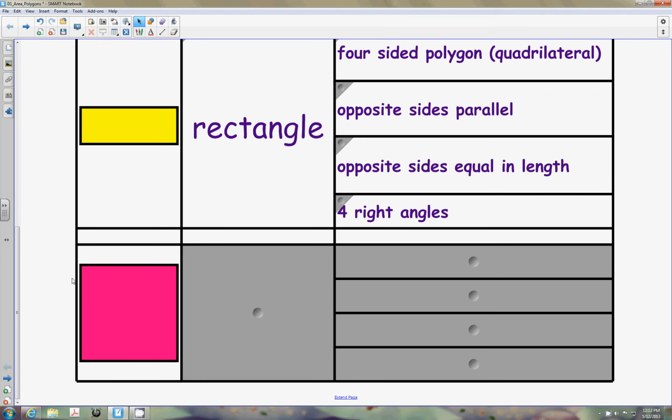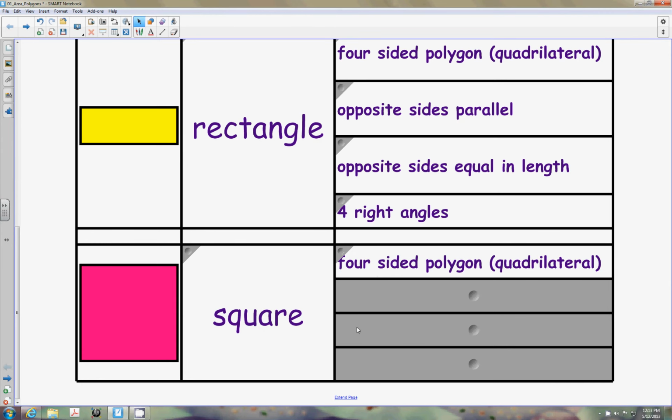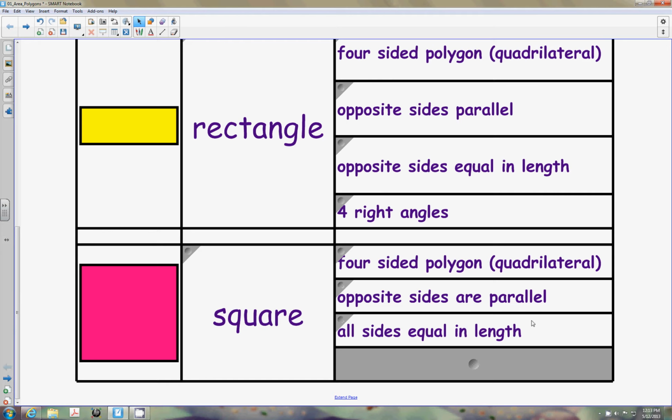Now, this figure here is just like a rectangle, except it has a special property to it. It's called a square. And in a square, all four sides will be congruent. They'll be equal in length. So we've got the four-sided polygon, quadrilateral. Opposite sides are parallel, just like the rectangle. All sides are equal in length, and again, it has four right angles. All right, so those are some you should have known already: the triangle, the rectangle, the square.